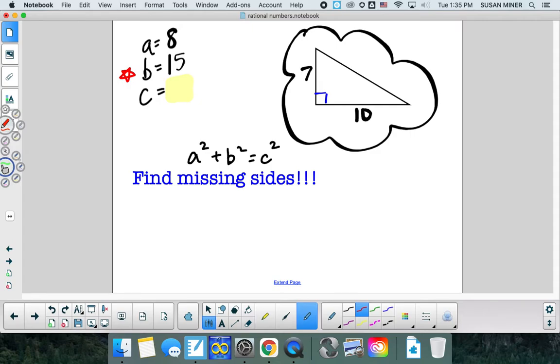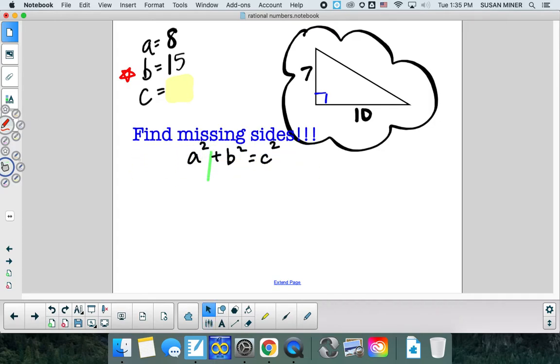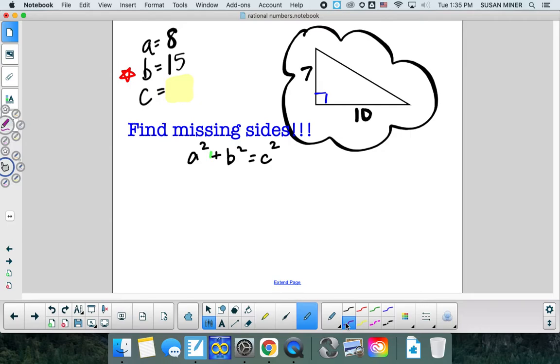So A squared, let me just move this thing around here real quick. I should have written that underneath, but okay. A is 8, so I'm going to substitute an 8 in here for A. And B is 15, so I'm going to substitute a 15 in here for B. And that's going to equal C squared. Okay, so A squared plus B squared equals C squared. So I'm going to square this, I'm going to square that.